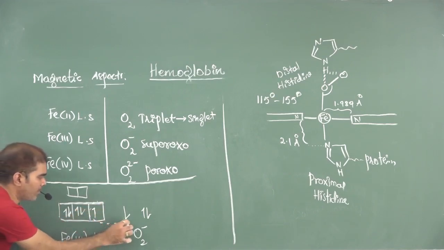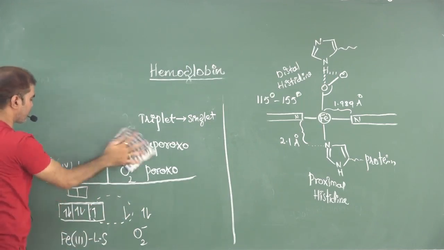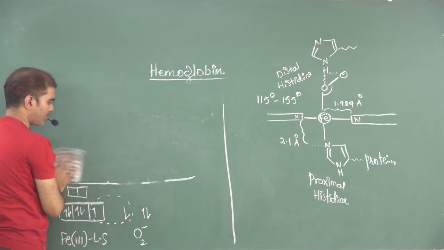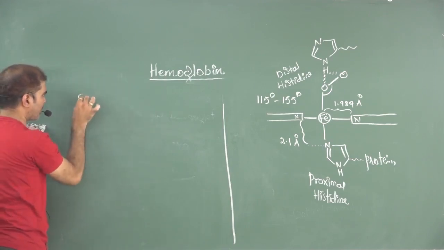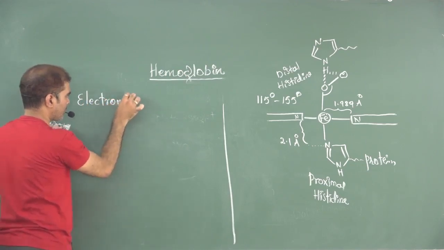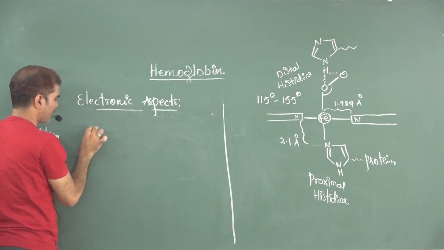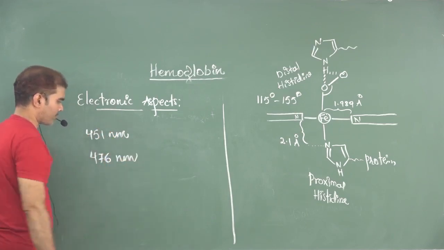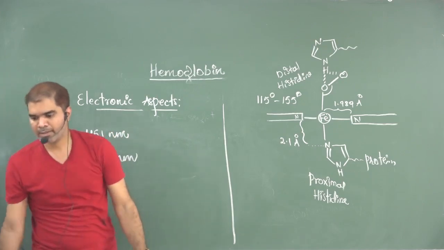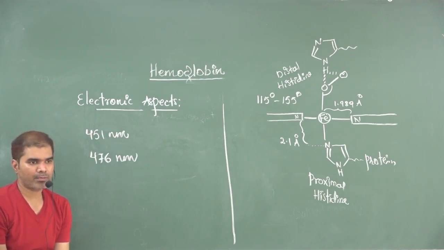Then you can write down, there is a strong antiferromagnetic coupling due to which oxyhemoglobin behaves as diamagnetic. Okay, oxyhemoglobin behaves as diamagnetic.